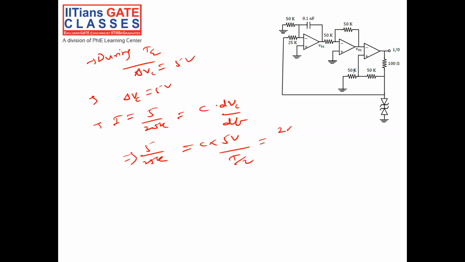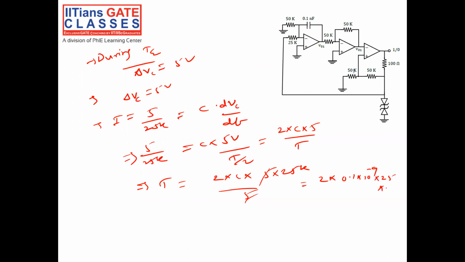is equal to 2C into 5 volt divided by T, okay? This implies time period T is equal to 2 into C into 5 into 25K divided by 5. The 5 gets cancelled. 2 into C, where C is 0.1 nanofarad, 0.1 into 10 power minus 9, into 25 into 10 power of 3. Okay, so let's calculate this one.